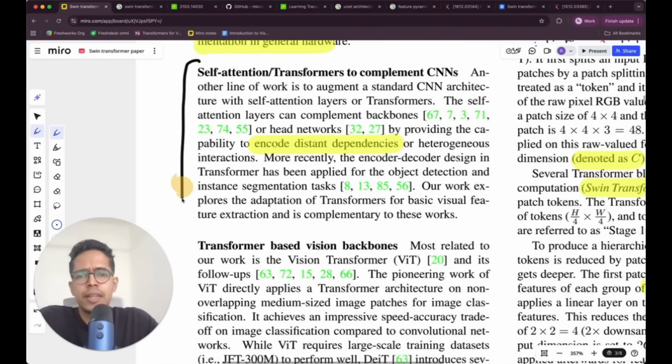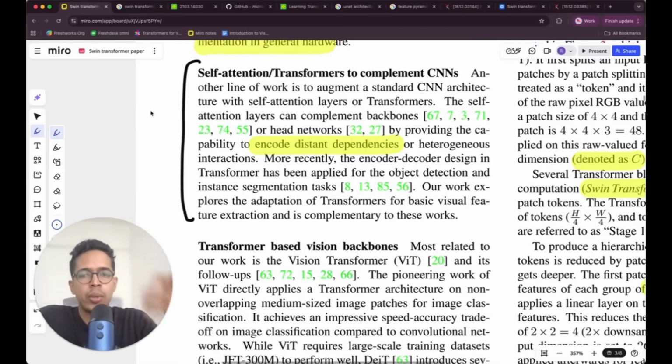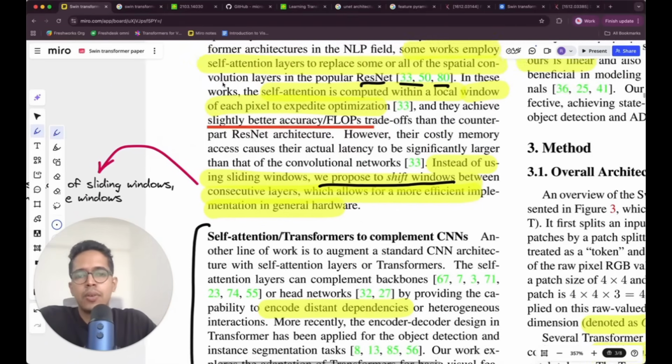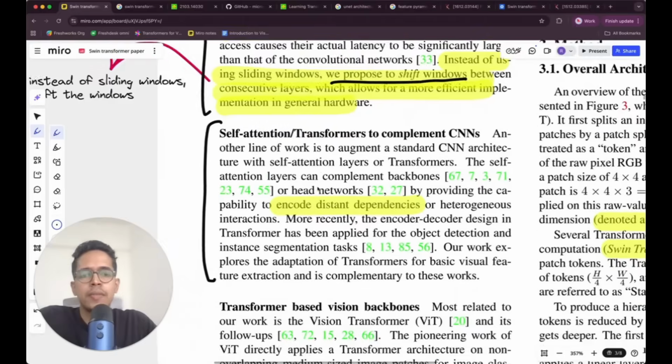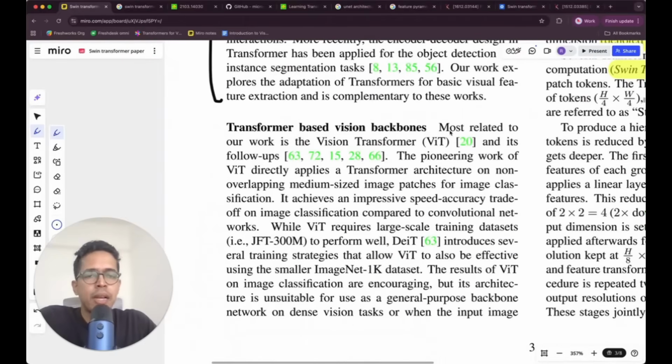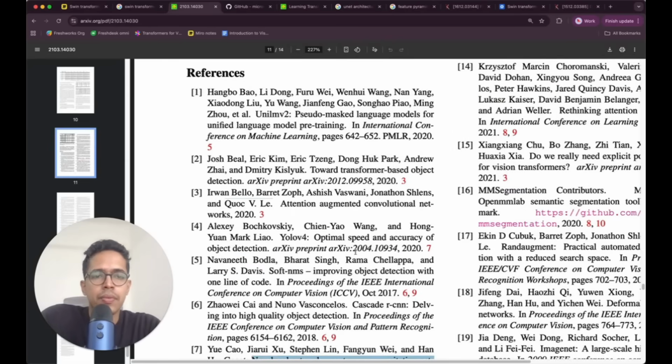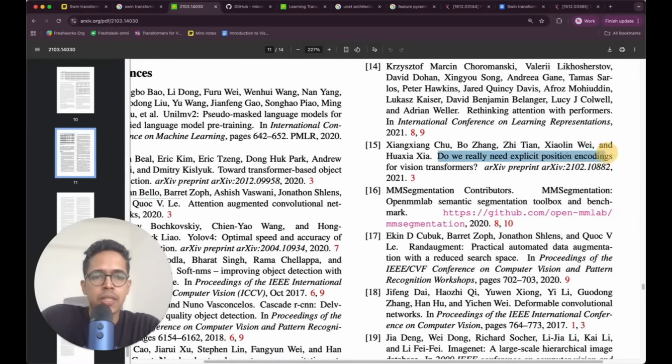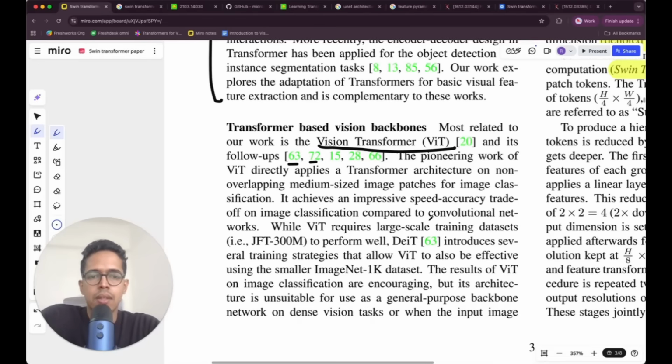Here, they are mentioning some other works which used CNN and Transformer together. In this paragraph, they are mentioning convolution entirely replaced with Transformer. Then transformer-based vision backbones: most related to our work is the Vision Transformer, obviously, and its follow-ups. I'm sure the follow-ups are Data Efficient Image Transformer, maybe some ViLBERT, VisualBERT, etc. 63, 72, 15. Let me check some of these papers. 15 is Do We Really Need Explicit Position Encodings? Then 28, 63, 66.